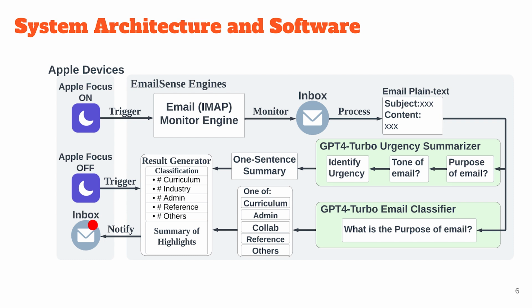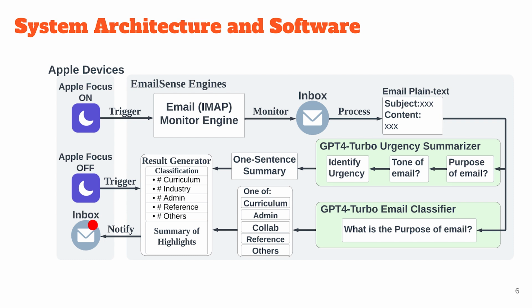For the summarizer, we use chain of thought prompting. It starts by analyzing the purpose of the email, then capturing the tone of the email, and finally identifying if it's an urgent email, and outputs a 1-sentence summary for any time-sensitive information. Finally, when the user turns off the focus mode, an activity report will be sent back to the user's inbox.